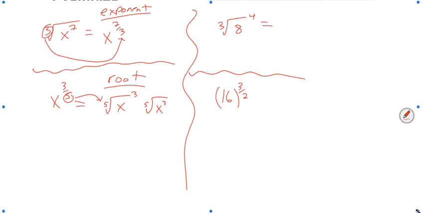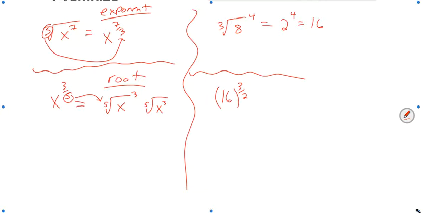Now, cube root of 8 to the 4th, you can do this in a couple different ways. If you just follow straight the order of operations, since the exponent's on the outside, I'll do the cube root of 8 first. So I get 2, and then 2 to the 4th is 16. Lots of ways we could have handled that one.